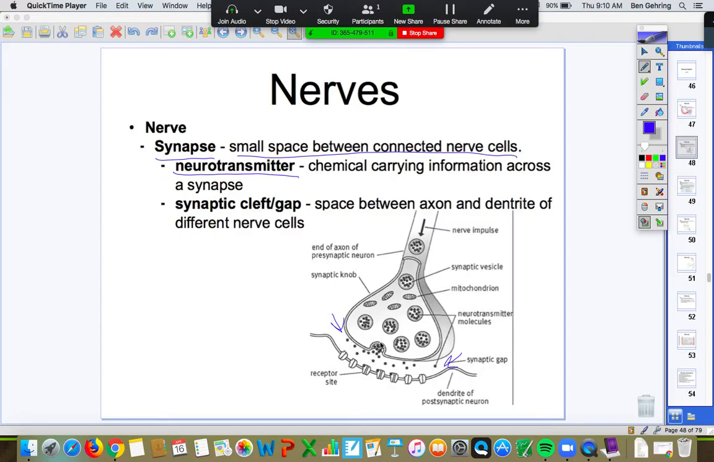Neurotransmitters are chemicals that carry information across your synapse, across this gap. These chemicals pass across and get picked up here at the receptor sites, and if enough of them get picked up, the signal is sent to the body and then down the axon to the next synaptic terminal here. This gap is called a synapse, or a synaptic cleft, or synaptic gap, which is just a space between the axon and the dendrite of different nerve cells. So this is nerve cell 1, and this dendrite belongs to nerve cell 2, and the signal is being passed along that way.